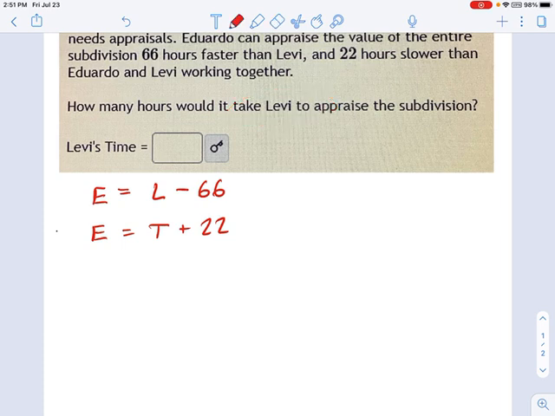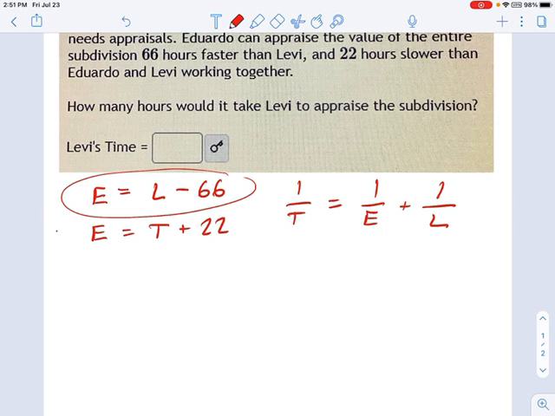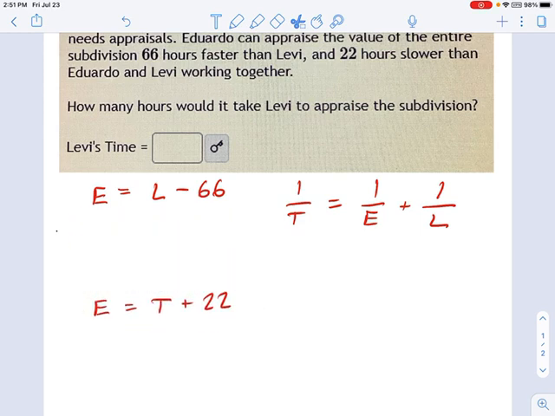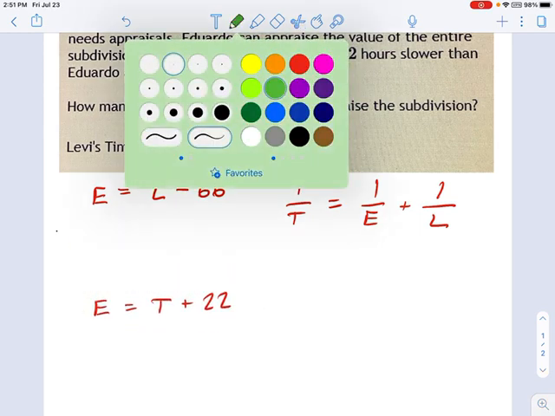Now, here's how you plug them into your work equation. Remember your work equation. It's just 1 over T equals 1 over Eduardo plus 1 over Levi. But all I know is these E equations over here. So how can I put those in? What you have to do is rearrange these equations. Let me give myself a little space here. I'm going to show you how to rearrange these equations so they're useful.